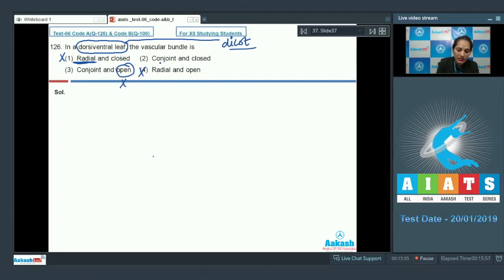The vascular bundles in the leaves are conjoint. Yes, means xylem and the phloem are present together. And the vascular bundles are closed too. Yes, because they lack cambium. They are closed for the secondary growth. So the correct option for the given question is option number 2. Let's move on to the next question.